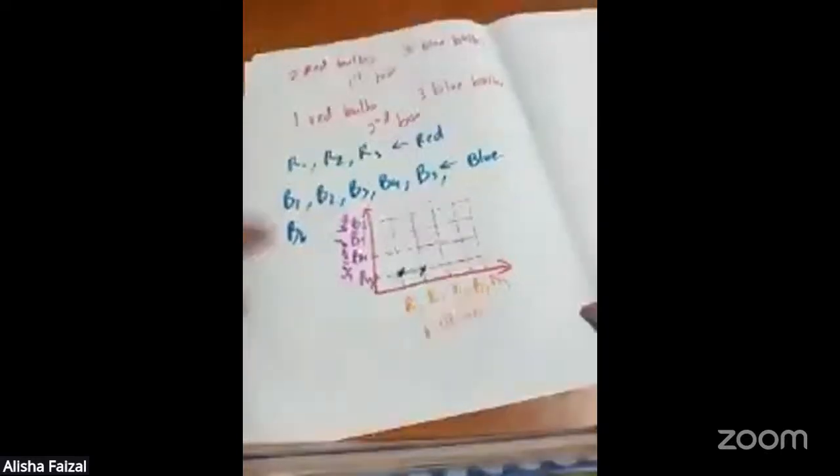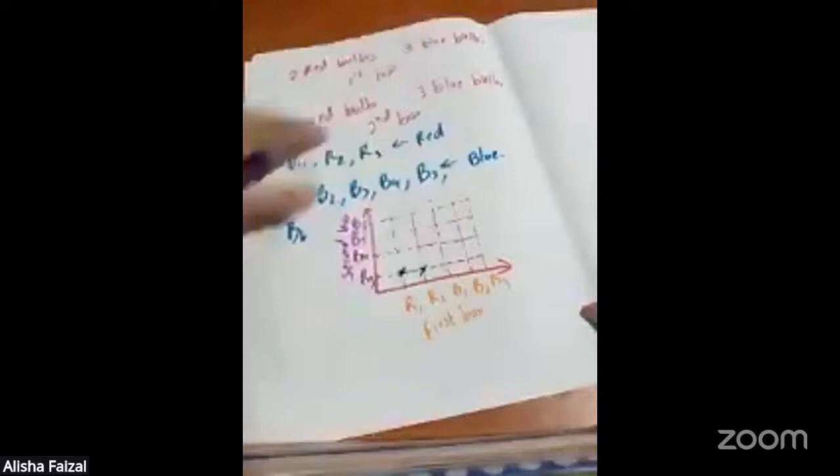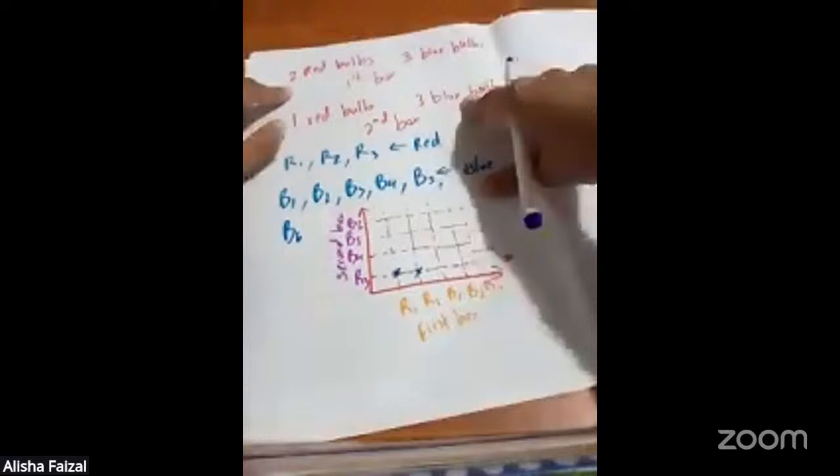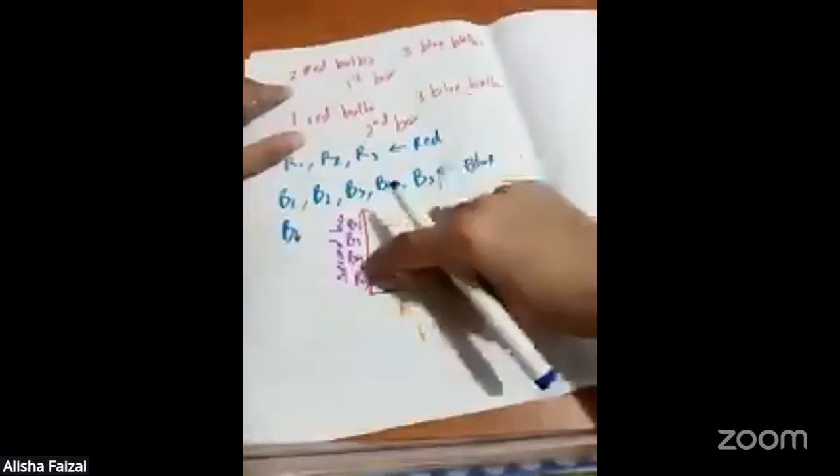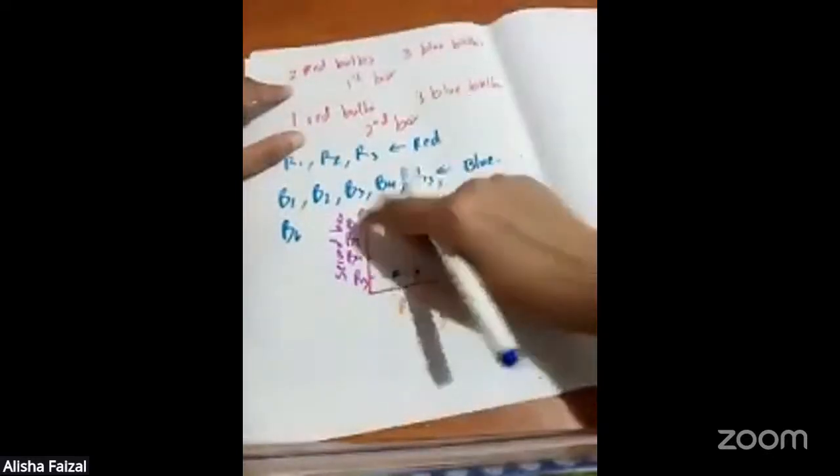Okay, so this is what I have marked. The second possibility is picking a red bulb from the first box and picking a blue bulb from the second box. The red bulb can be either R1 or R2, and the blue bulb can be B4, B5 or B6. It can be anything. So then we mark this.